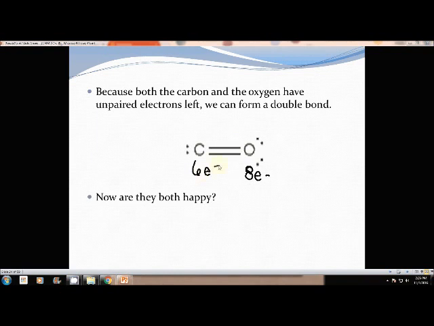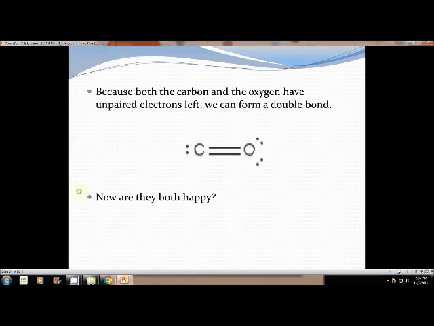So when I ask, are they happy, on the top of page 4 in your notes, I'm asking, is the octet rule completed? Does everybody have 8? No. Oxygen does, but the carbon does not. So this is where the coordinate covalent bond comes into play. Oxygen is very generous, and it actually lets 2 electrons go. So instead of having 2 pairs of electrons left over, one of its pairs is going to move to become a triple bond in between the 2 atoms.